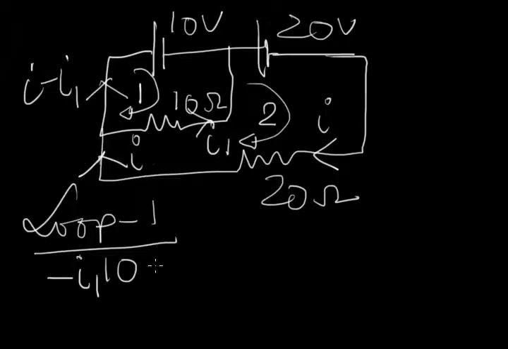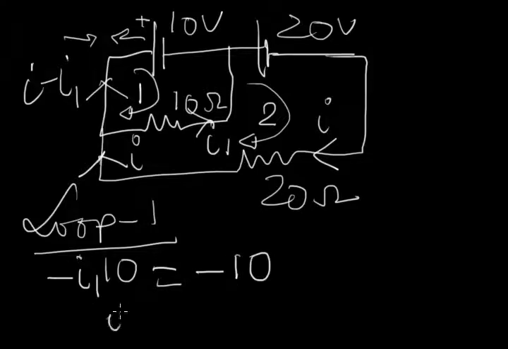Now what is the rule for EMF? Well, now the EMF. You see, I am moving in this direction, but this battery is actually sending current in this direction. So again I am moving oppositely. So again the sign for EMF is minus. So that makes I1 equal to 1 ampere.